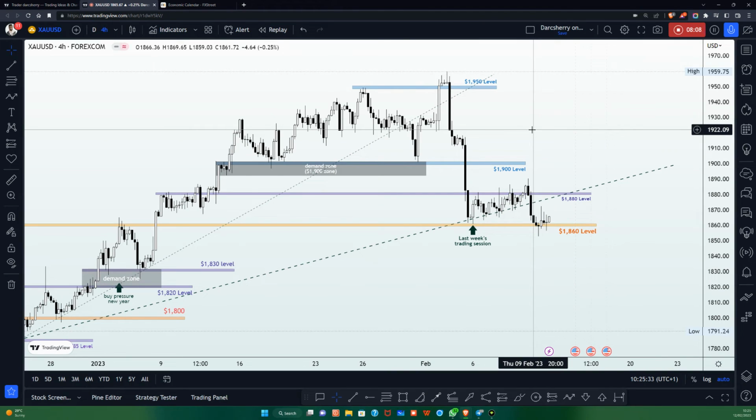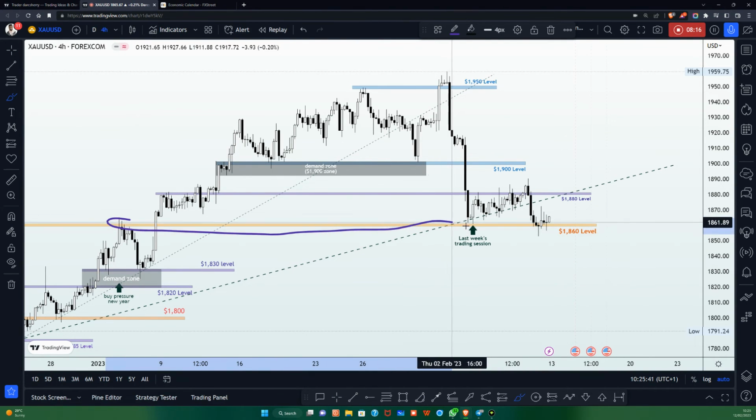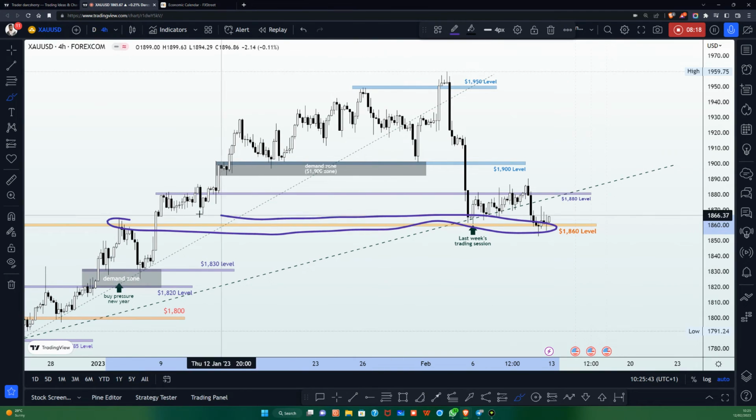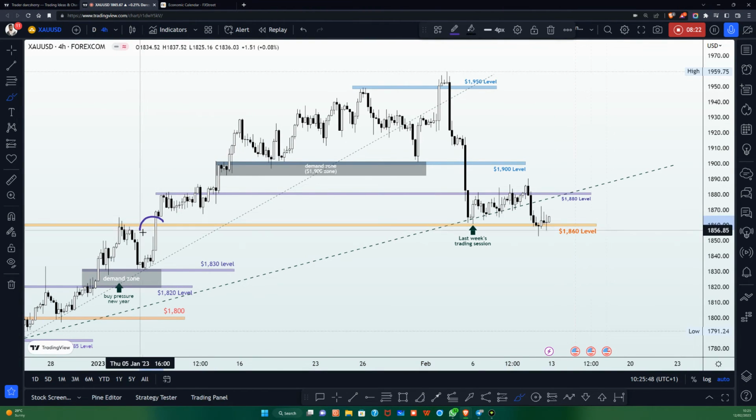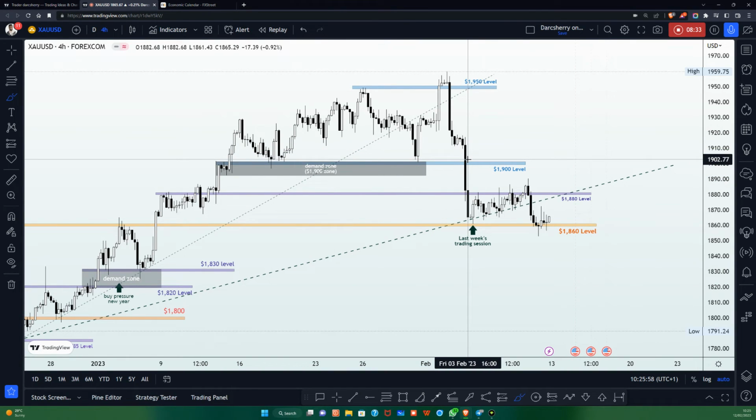Now, right now, we are on the 4 hours time frame, and first of all, we should lay emphasis on the importance of the 1860 level. As you can see, it has been a support level for quite some time now after the breakout of the structure happened at the beginning of the month of January. And then we saw the situation where price broke down that strong demand zone at the 1900. That was in the first couple of days of this month.